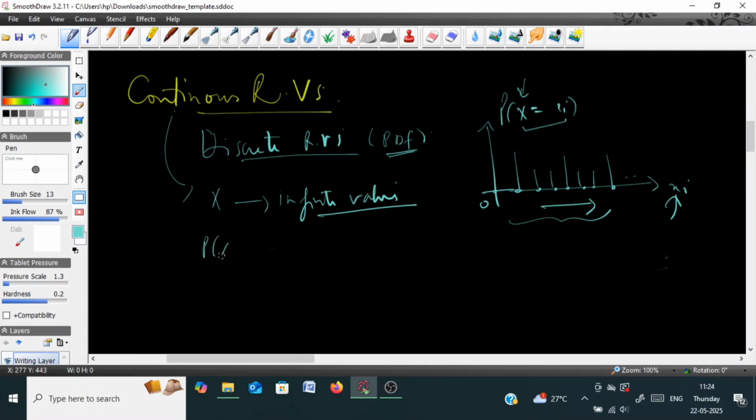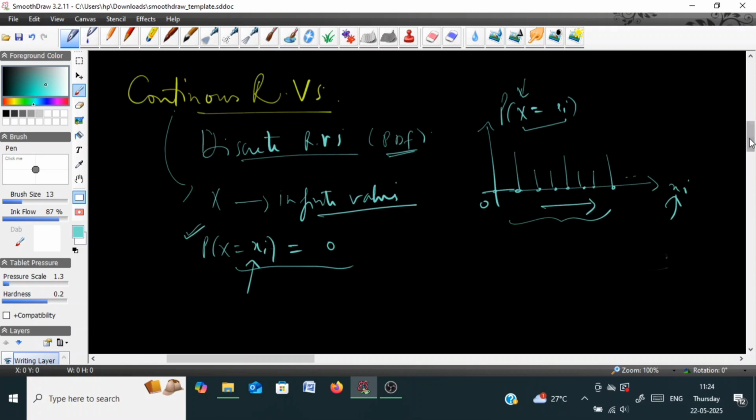So defining the probability of X equal to xi in this case is certainly 0. Because the number of values which the random variable can take is infinite, the probability of getting a specific value of X equal to xi is technically 0, because it will be divided by infinity. That value divided by infinity, because we have an infinite number of values which the random variable can take. So the probability of getting a particular value in a continuous random variable is generally 0.